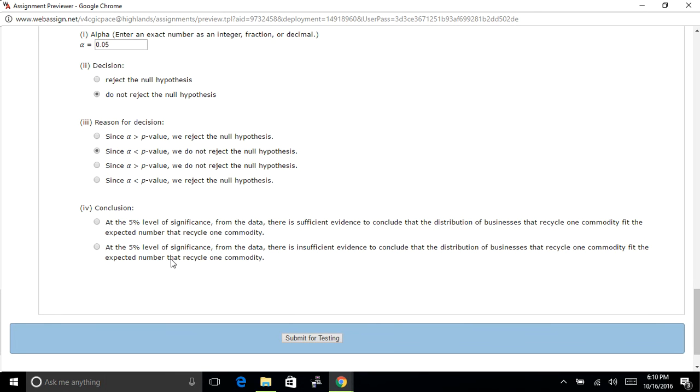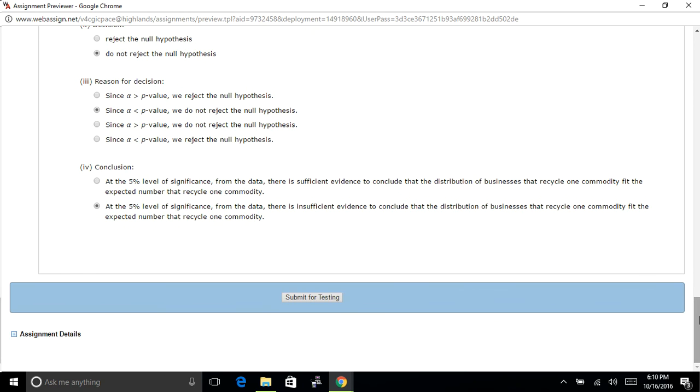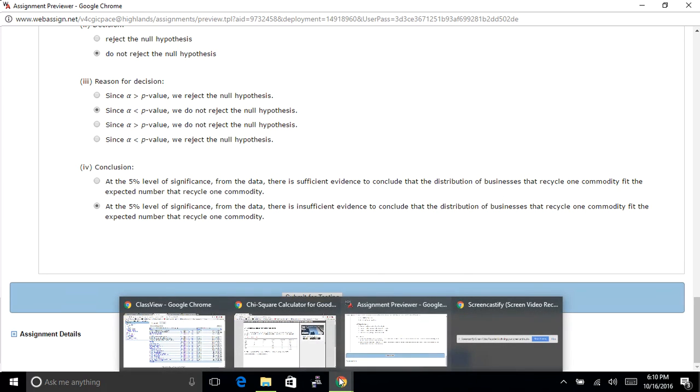So the answer would be this at the 5% level of significance. And again, when you work on this problem in the homework, and even if you see it on the test, just put one of the answers down because it's going to mark it wrong probably, but it's not going to take off any points, okay? Let me know if you have any questions, and this is how you do chi-squared.